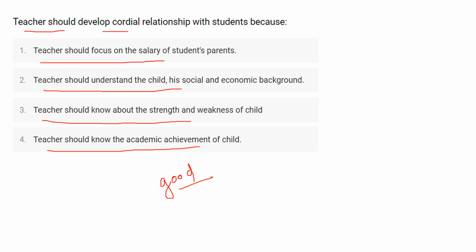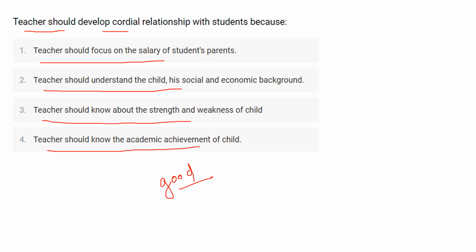The second one here is the teacher should know the academic achievement of the child. This is the second most appropriate option we can see. A teacher must be aware of their students' achievement and maintain a healthy relationship with them. Then, the teacher should understand a child, his social and economic background. This is the least considerable option here. The strength and weakness of the child is more important. After knowing it, the teacher should know about the social and economic background of the children.